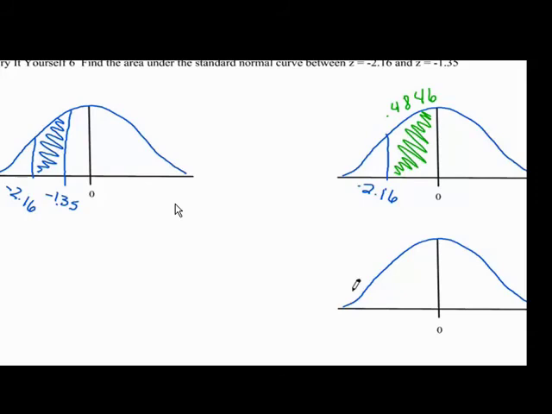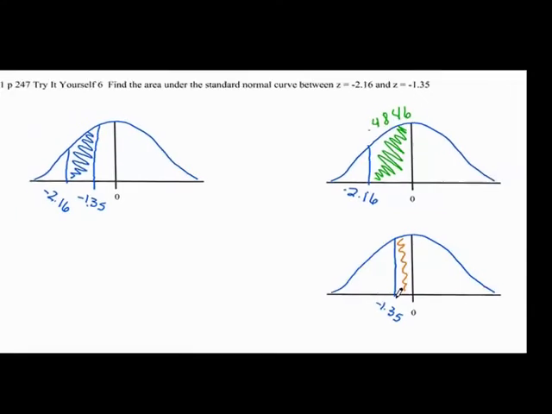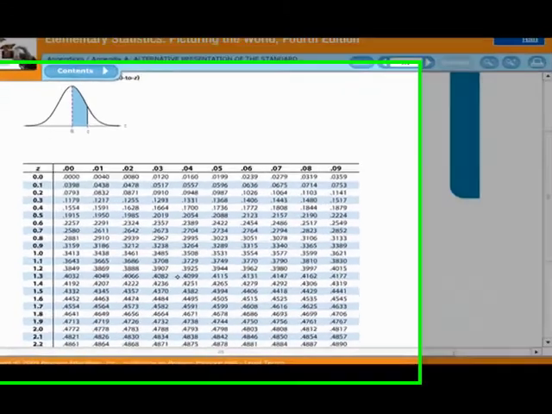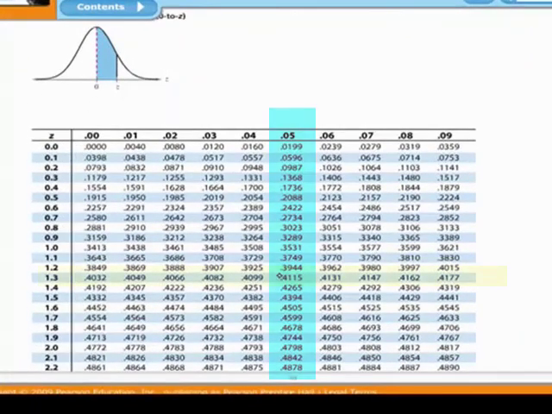Now we also want to look up that negative 1.35, which is going to give us the area between 0 and negative 1.35. So when we look this up, it's going to give us between here and here. So let's look up that 1.35. We go down to 1.3 and over to 5, and we'll end up with 0.4115.